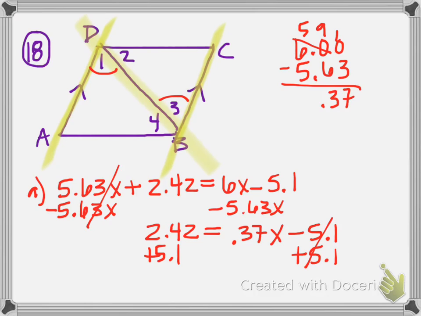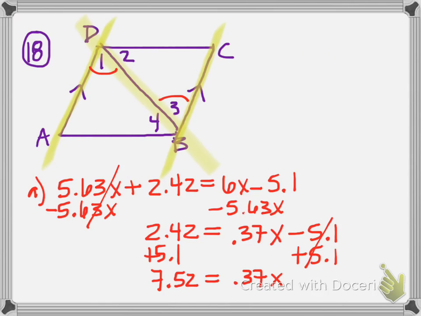So what you're going to get on the left, you're going to bring that 2 on the right part of 2.42 down. The 4 and the 1 add to 5. And the 2 and the 5 add to 7. So 7.52 on the left equals 0.37x on the right. So if we divide both sides by 0.37, I can't really fit it down here. What you're going to get is an x value that equals 20.324, and those three numbers keep repeating.